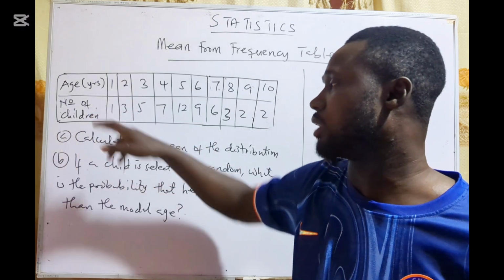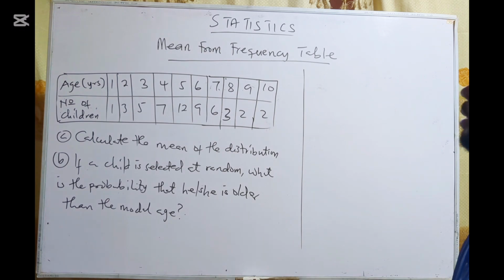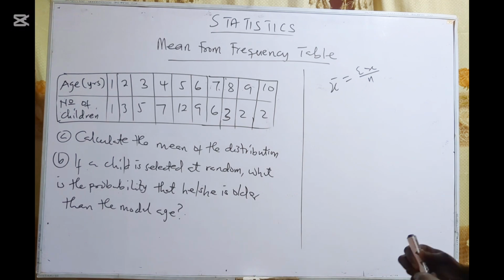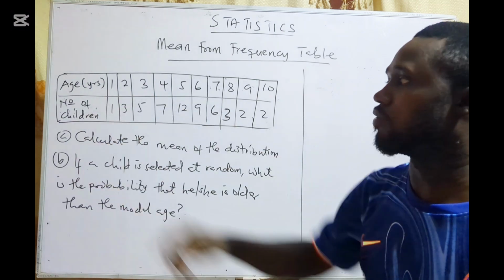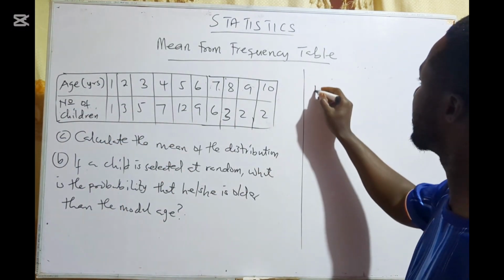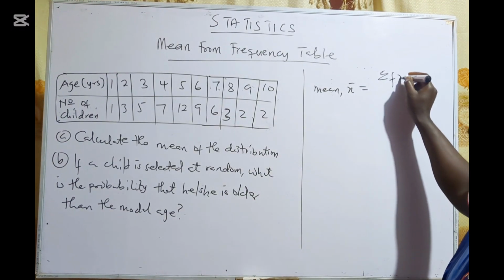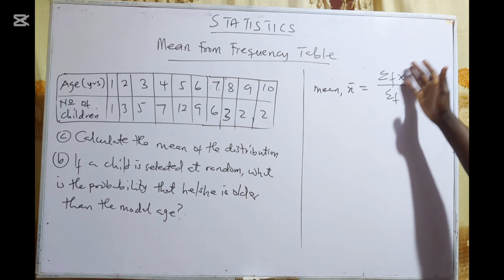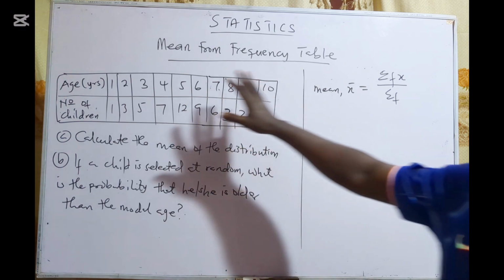So we know that if it is just a set of numbers, the mean is found by putting all the numbers together and dividing by the number of values. But because this is a frequency distribution table, we are going to multiply by the frequency, which is the number of children. Then our mean will be equal to the summation of frequency times x over the summation of the frequency. So when you have a frequency table like this, your mean is sigma fx over sigma f. This is how we are going to calculate our mean.